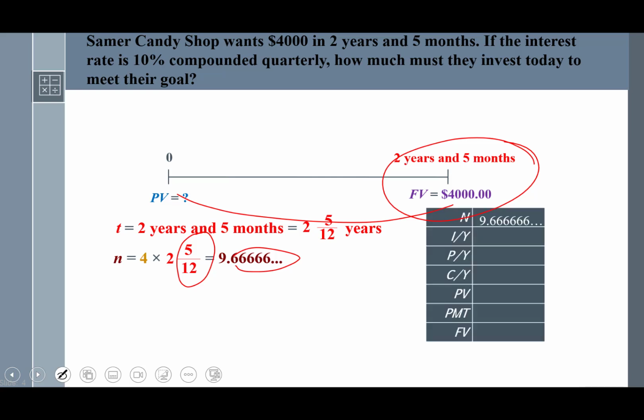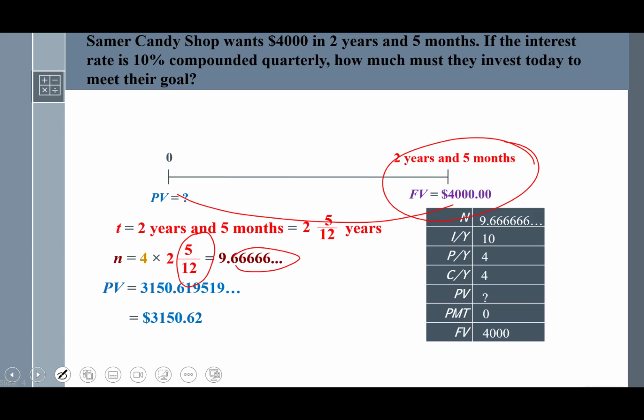Okay, so that's what we have to do. Interest rate is 10%. P/Y and C/Y should be 4 because it's quarterly. We're going to skip the present value, enter the PMT as 0, future value 4,000, then press CPT present value to get the answer.